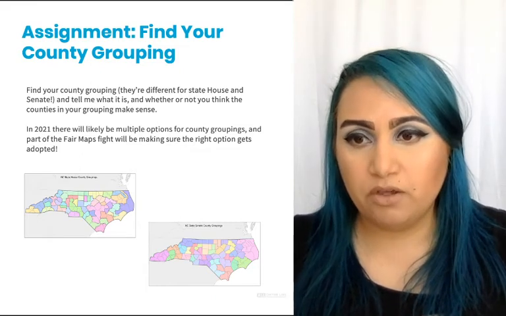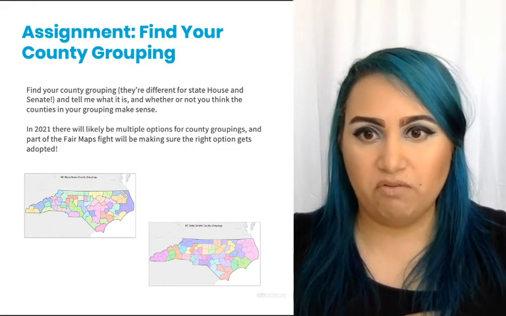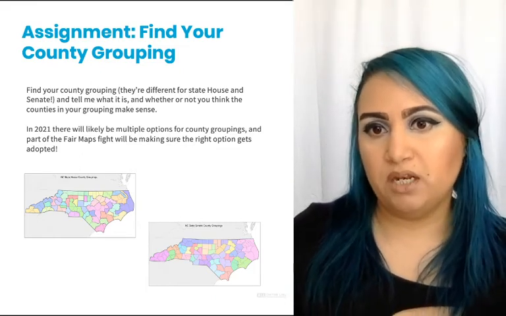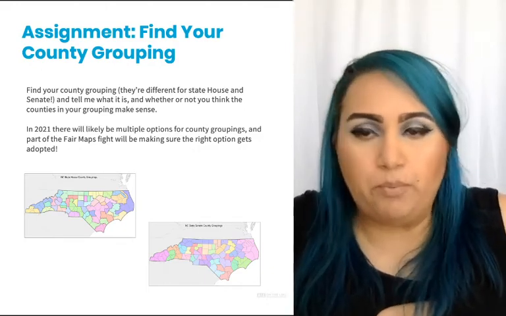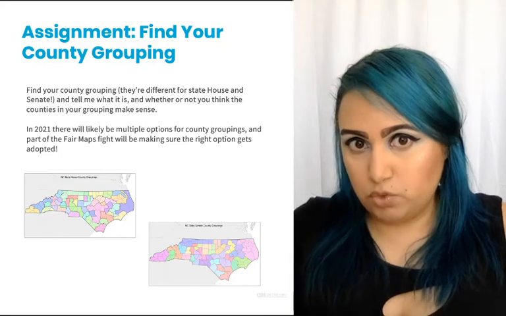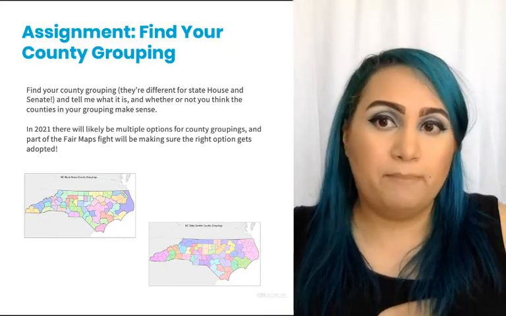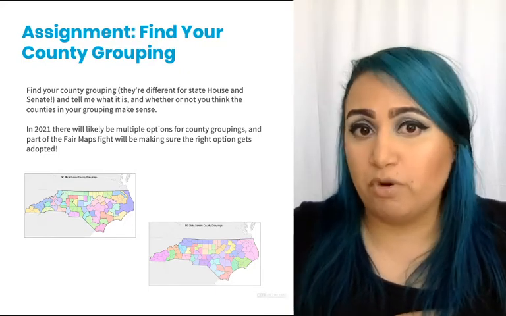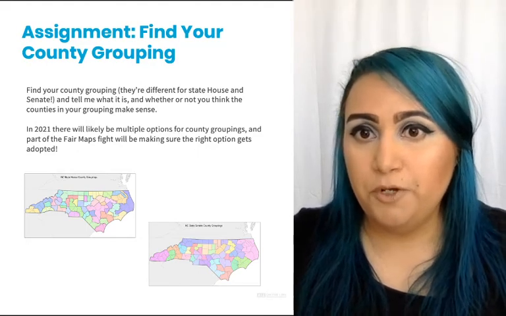So we saw that huge 7-county grouping, right? And I'm sure that the people in Bladen have feelings about being paired with Lee County or something like that. So, do you think that your county grouping makes sense to you from what you know about where you live?